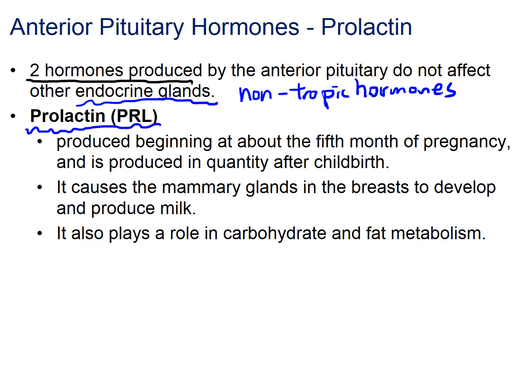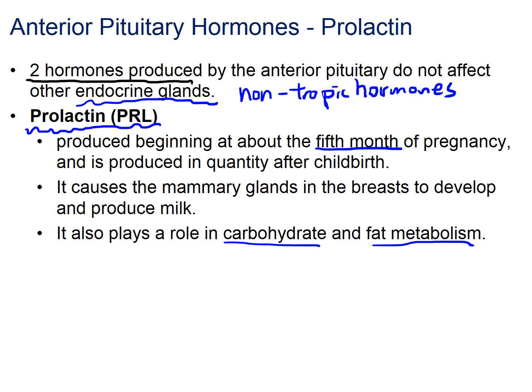Prolactin begins production at about the fifth month of pregnancy, and this is the hormone that allows milk production in the breast. It will also play a role in carbohydrate and fat metabolism, because you have to do things a little bit differently now. You need to divert some of these energy resources into the milk produced by the mother.